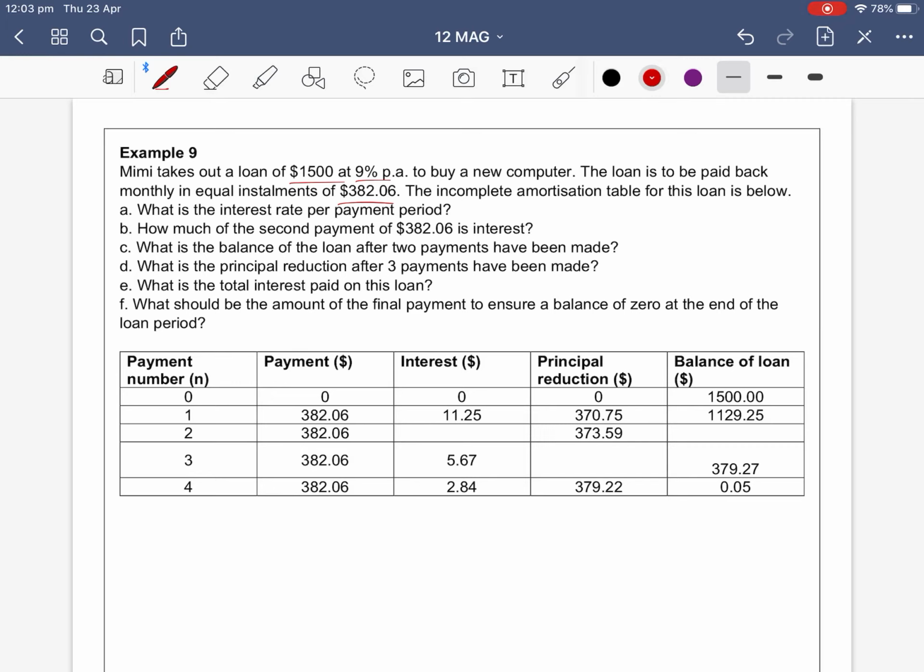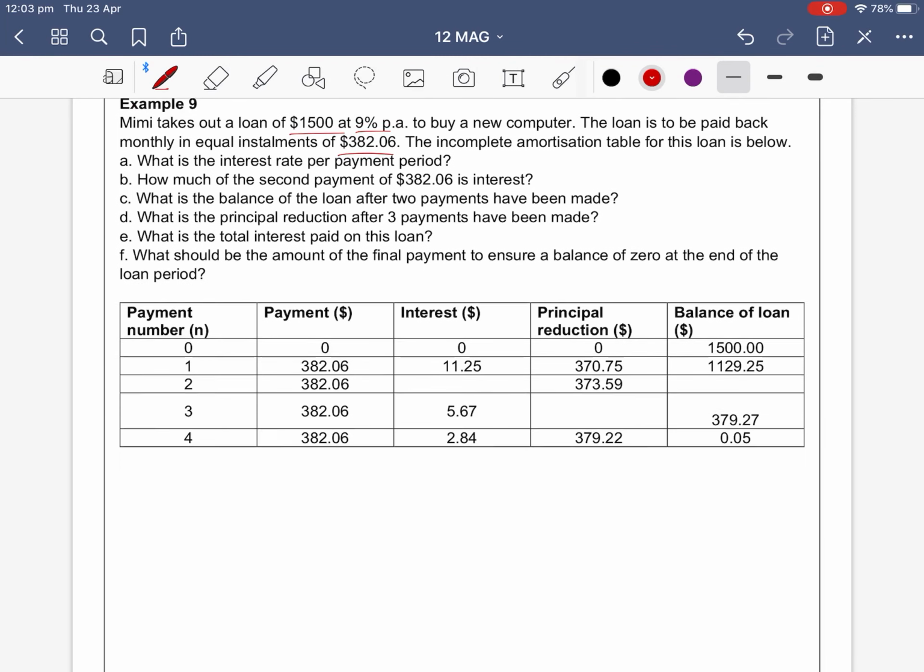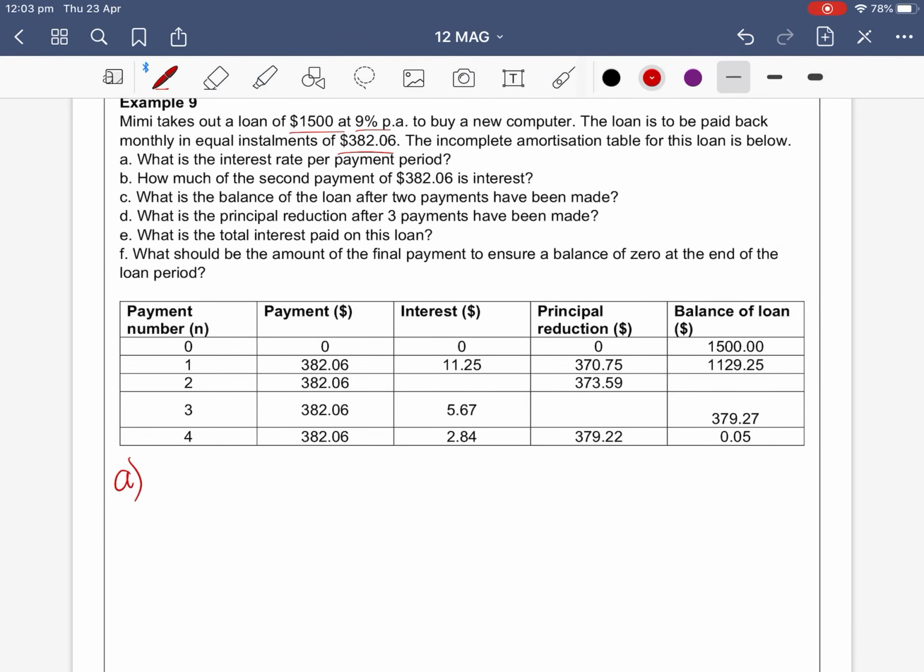Cool. So let's have a look at question A. What is the interest rate per payment period? If it's 9% per annum, we just need to divide that number by 12. That's all we have to do there, which means the interest rate per period is 0.75%. That's how we answer A.